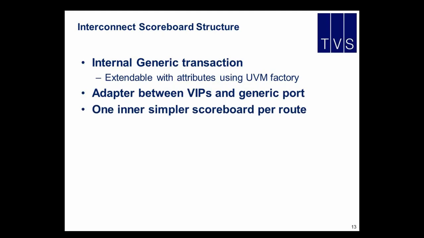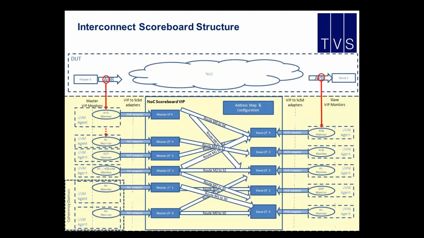To some extent, inside there is one simple scoreboard per route, one master to one slave. The address map is completely reconfigurable. And here is a picture of the scoreboard architecture we came up with. So we see here that between the monitors and the master interface of the scoreboard, we've got the adapters, which translate the transaction of the first bus into the generic bus transaction. And then the scoreboard is able to do everything internally.